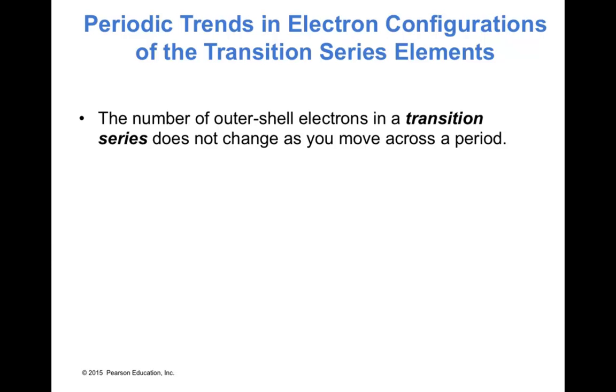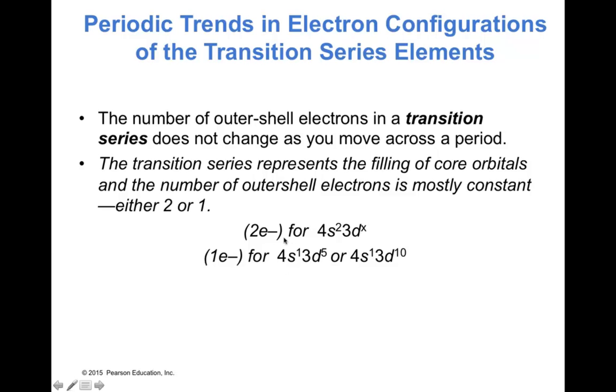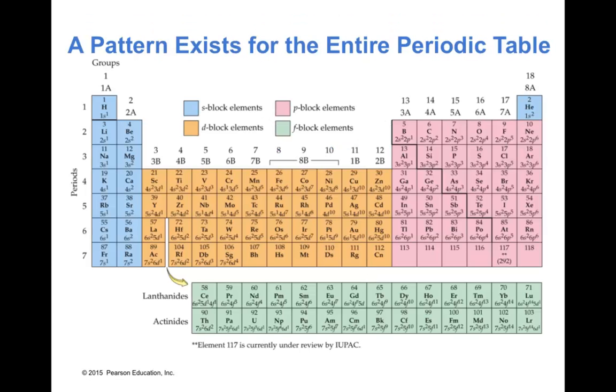The number of outer shell electrons in a transition series does not change as you move across a period. The transition series represents the filling of core orbitals, and the number of outer shell electrons is mostly constant, either 2 or 1. For 2 electrons, it is 4s2 3dx, with x depending on which element it is. The same happens with 4s1: we have just one electron in the outer shell, and a different number, 5 or 10, in the core shell.